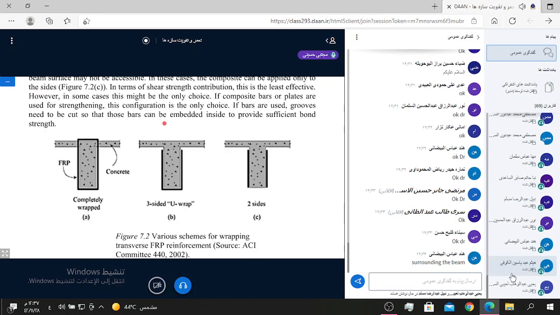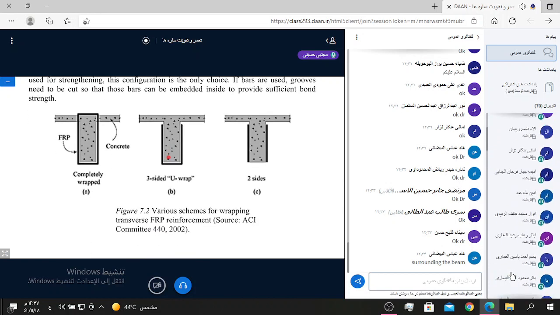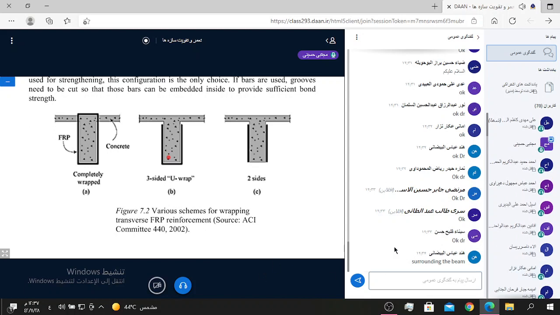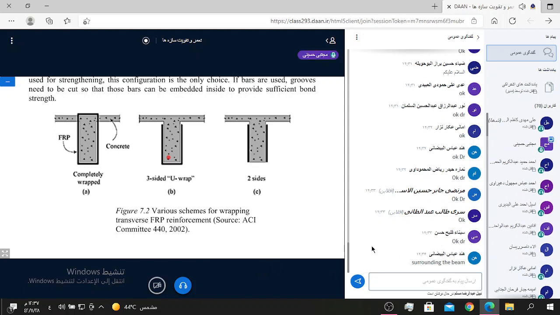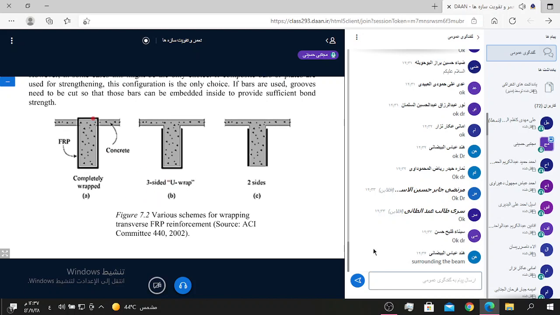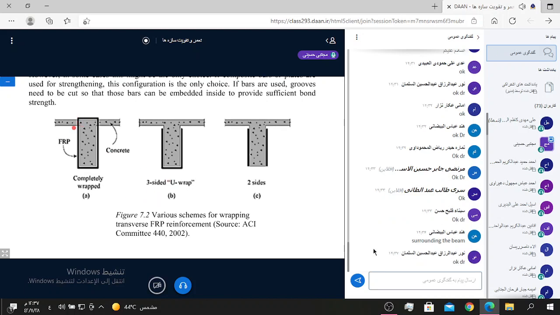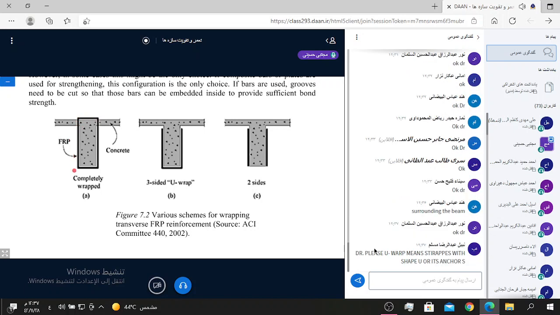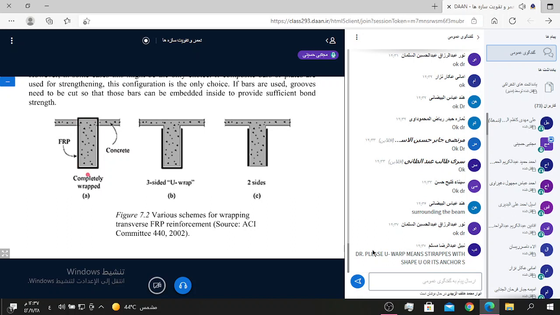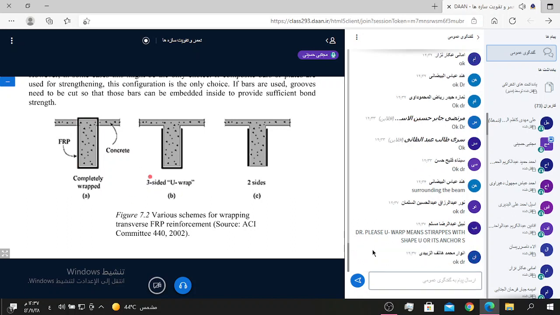Okay, in this figure here you have various figures for methods of anchoring FRP reinforcement. Refer to the ACI code. You use FRP and you can completely wrap the beam. Also in here you use three sides.